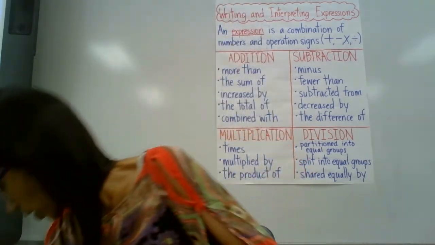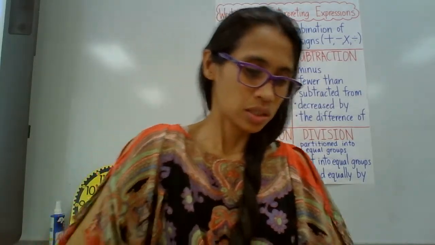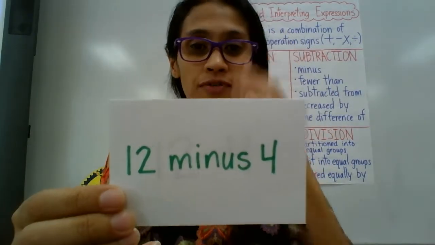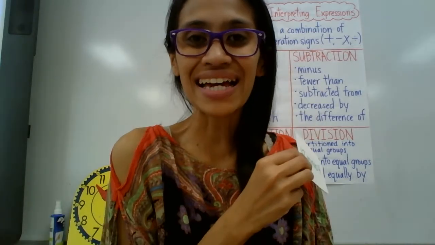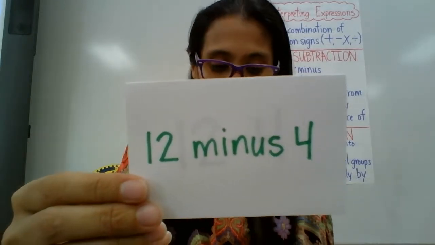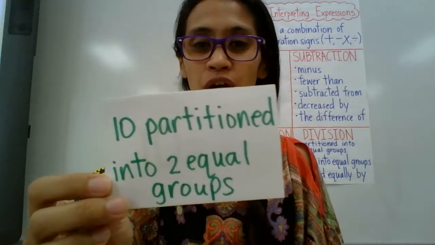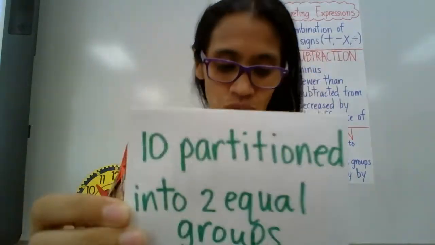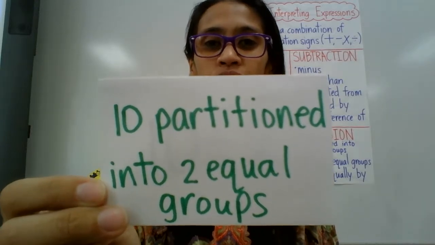And next, cards are falling. All right, the next one, let's see. 12 minus 4. Again, don't write the answer down. Convert this to a numerical expression, okay? The next one, 10 partitioned into 2 equal groups.